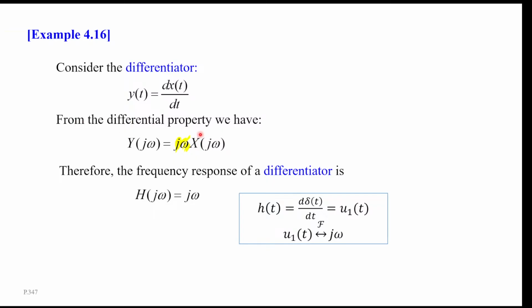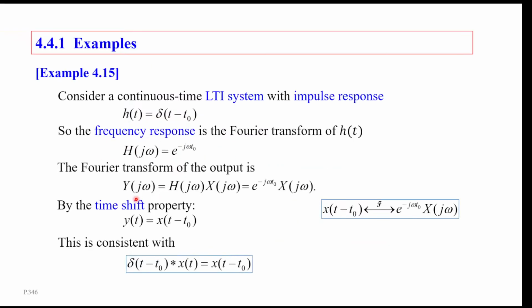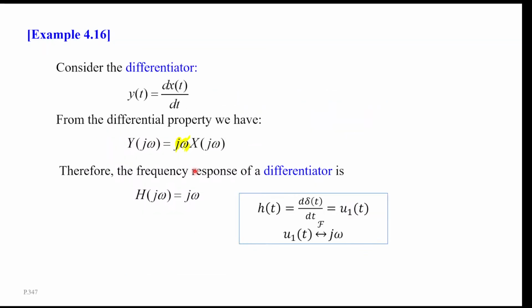Now I guess we use the differentiation property, and we can go to the frequency domain, and we see that big Y equal to j omega big X of j omega, and then you compare this with our big Y equal to big H times big X, then you see that the big H for this differentiator is j omega. Okay, and so we find out the frequency response using this big Y equal to big H times big X.